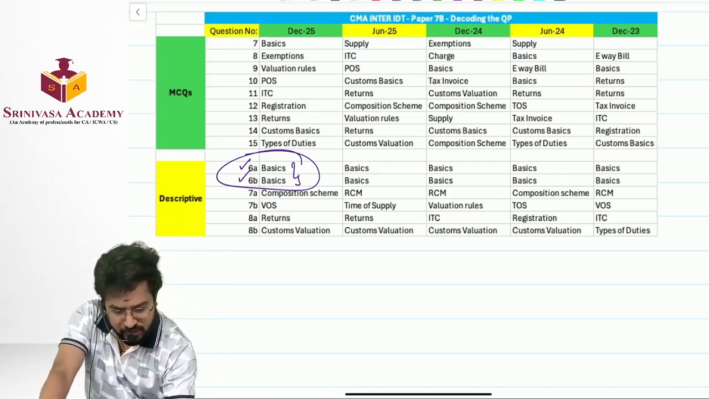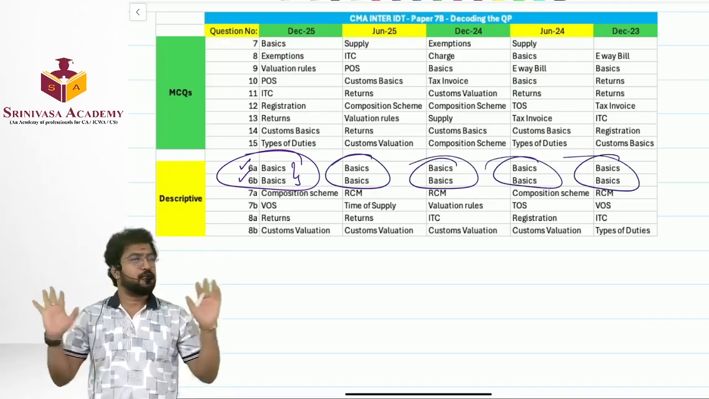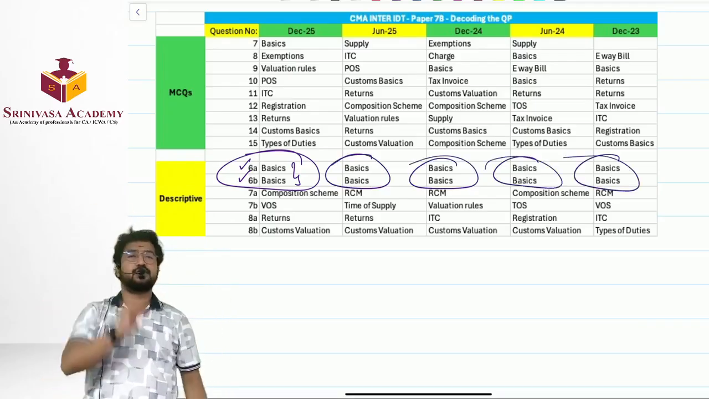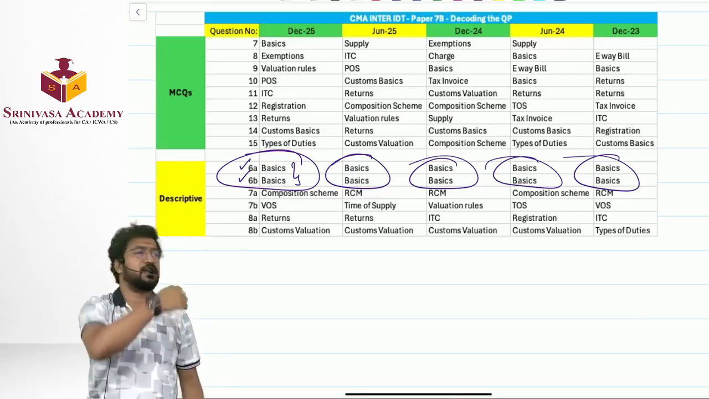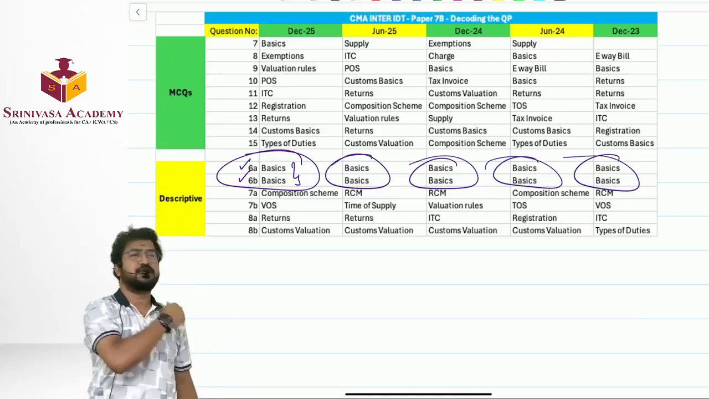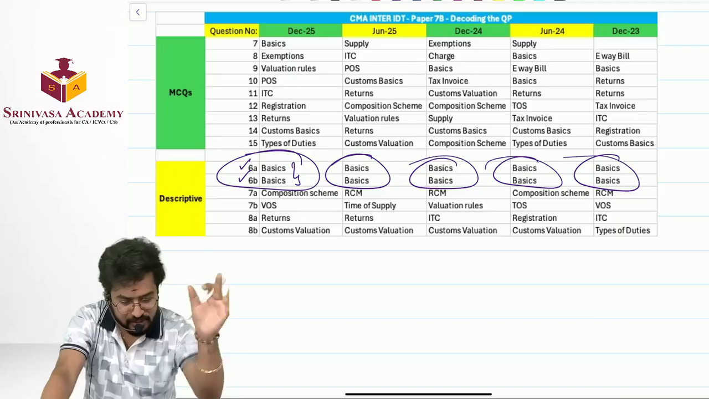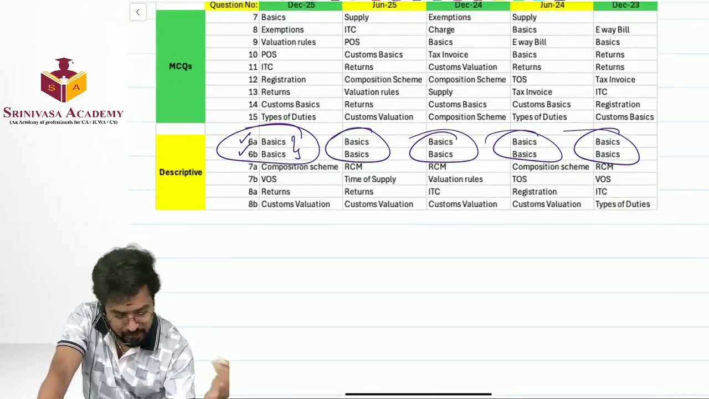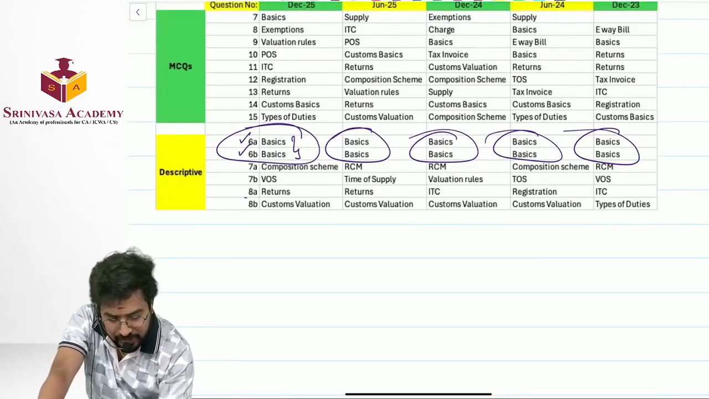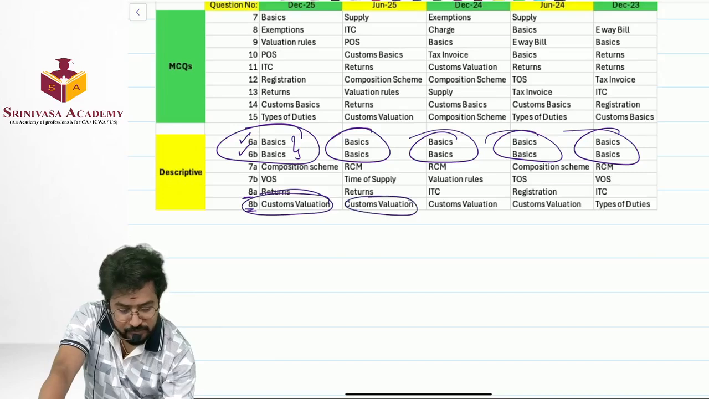If you look at this, in every attempt they are giving basics. From the first basics chapter only they are testing. Most common questions: direct tax, indirect tax, features of indirect tax, benefits of indirect tax, benefits of GST, GST Council, just like in our school days when we were writing the social exam. And 7A, 7B, let us talk about that later. 8A, 8B.